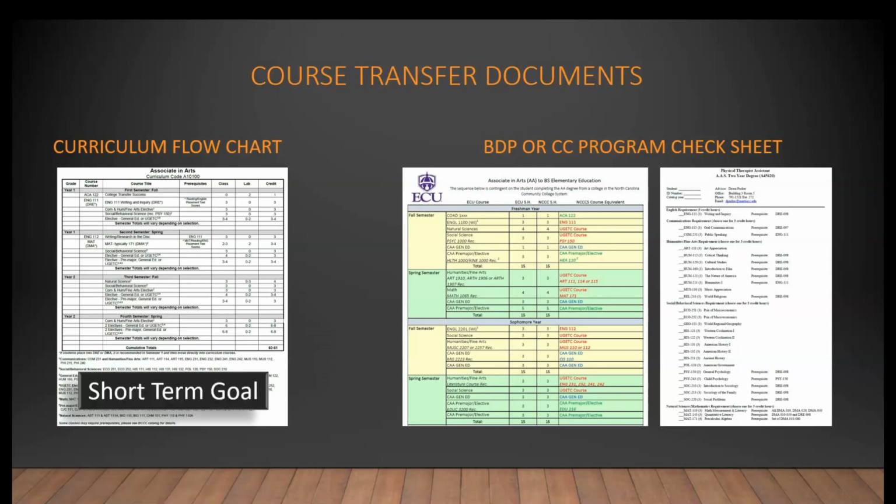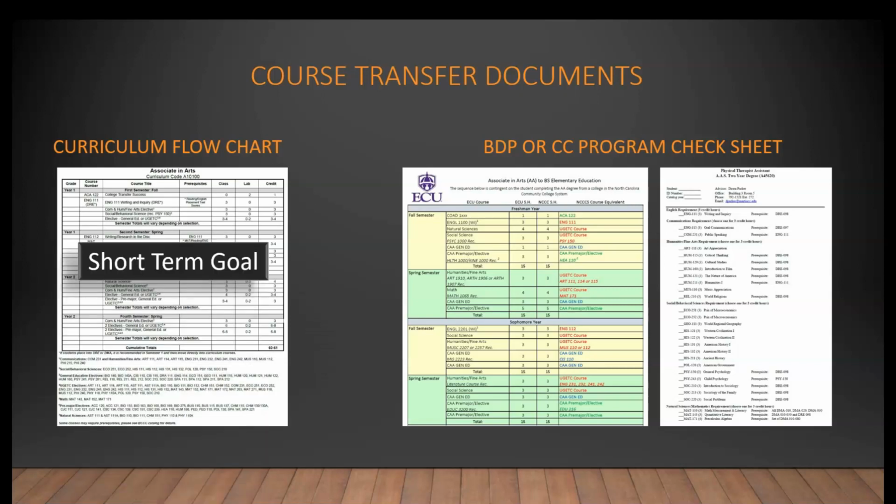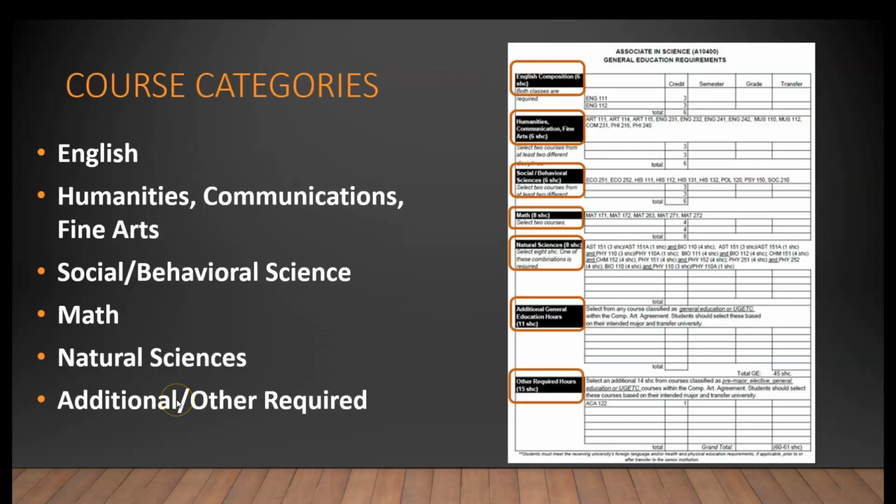Now, as we are moving forward with our course plans, registering for classes, I want you to remember that as you plan for your short-term goal, you need to keep your long-term goal in mind. So moving forward, whenever you're registering for classes, whenever you're working on developing your course plan, you should have both of these documents in hand. So let's take a closer look at these documents. If we're going to be working with them, we kind of need to know how they're organized and the terms that they use. We need to make sure we understand what they are.